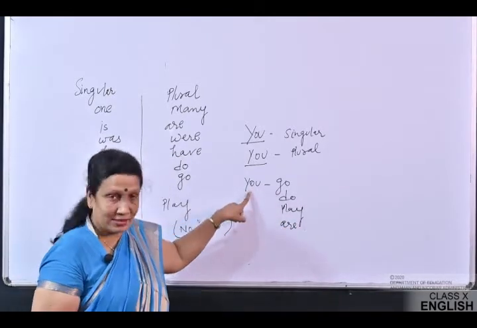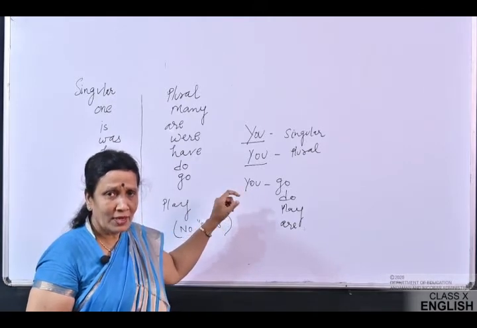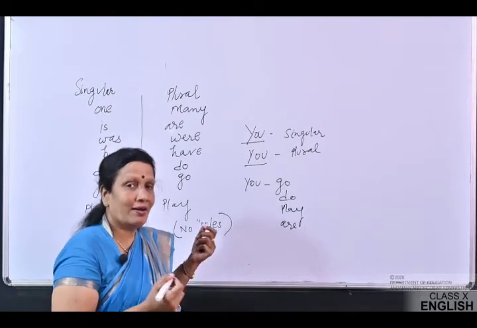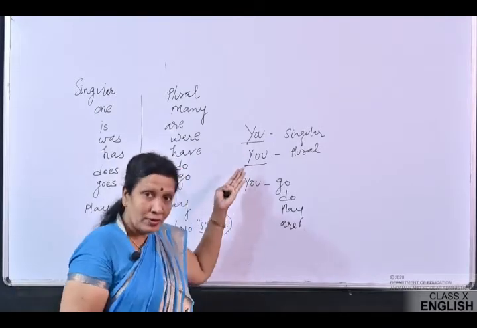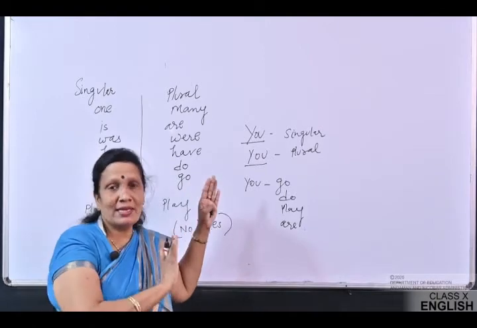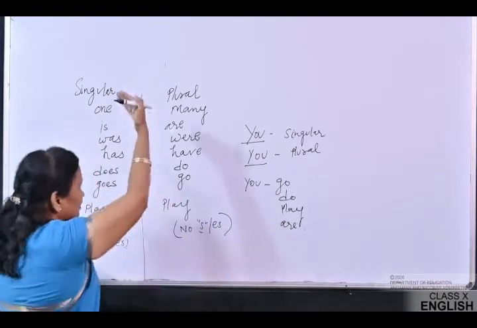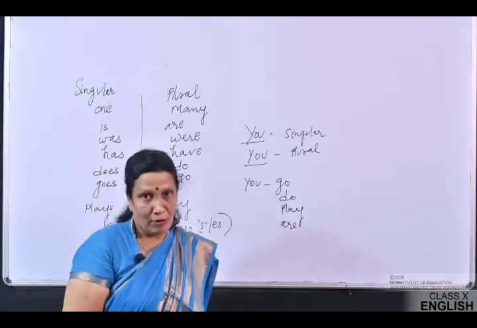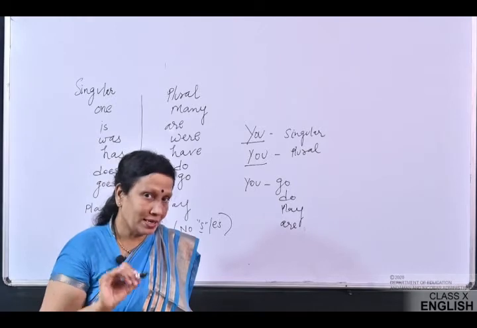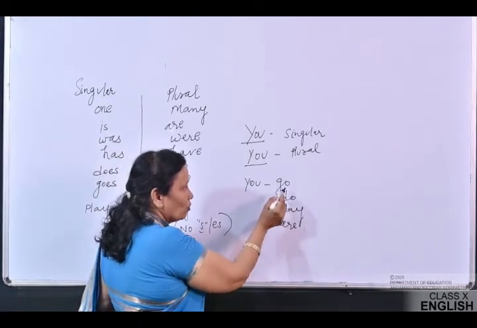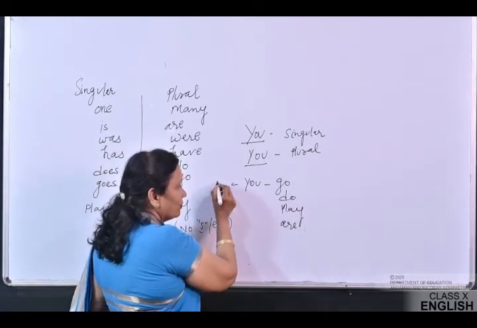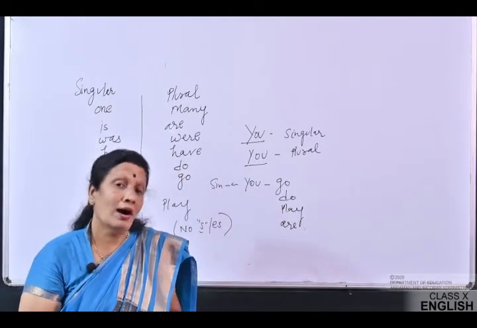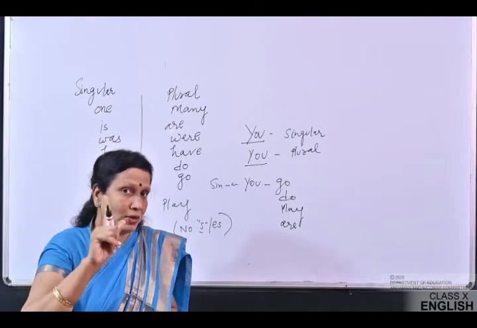right? Though it is for one person, you are a nice person. We don't say you is a nice person. We say you are a nice person. So you need to remember these special cases where this does not apply, the singular and the plural verb forms. Like I told you about I, in the same way you go when it is singular. You go, you do, you play, you are, though we address only one person.